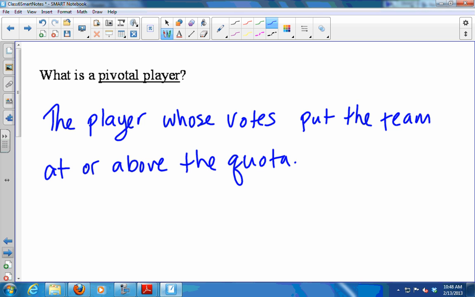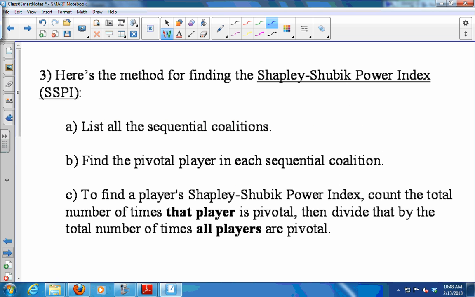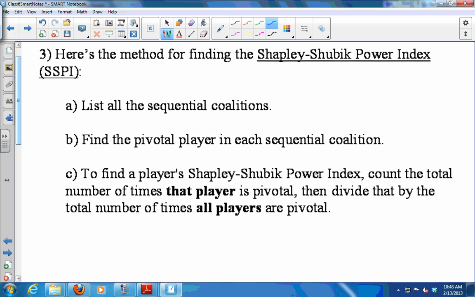So every sequential coalition just has one pivotal player. This is a little different from Banzhaf, where you could have more than one critical player in a team. Every sequential coalition has exactly one pivotal player. Okay, so here's the general method. You're going to list all the sequential coalitions, find the pivotal player in each, and then we do the exact same thing we did in Banzhaf. Add up the total number of circles you made, and then say, well, player 1 has so many of those circles, player 2 has so many of those circles.